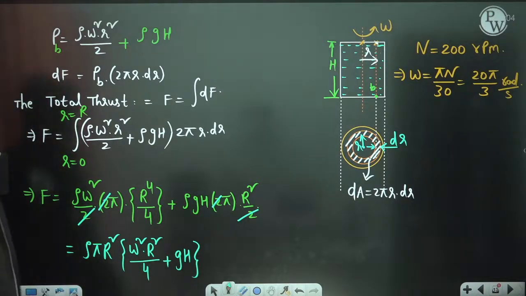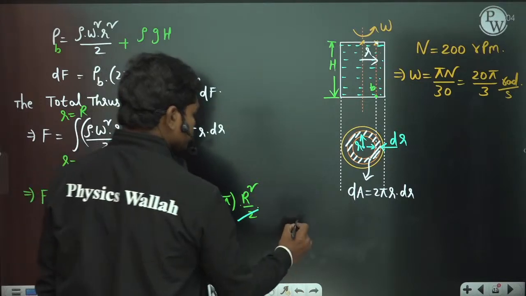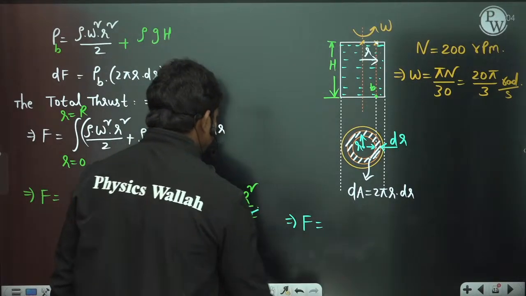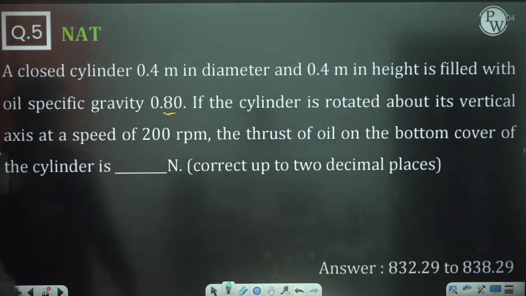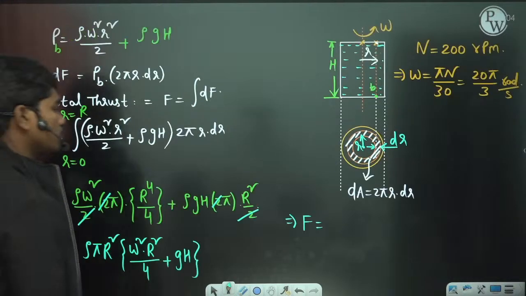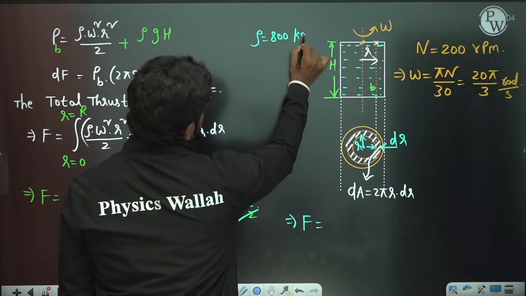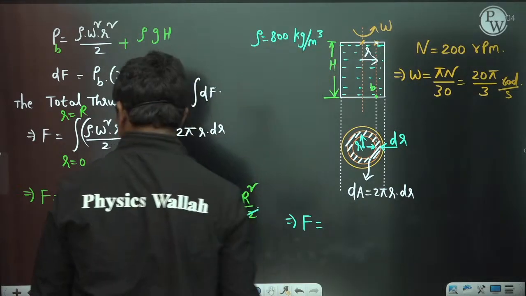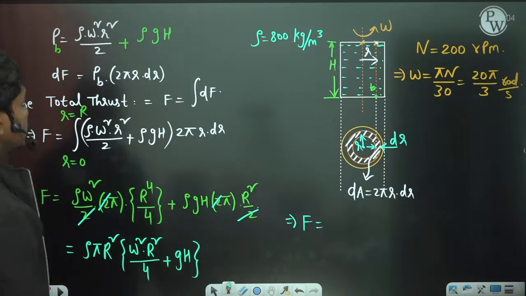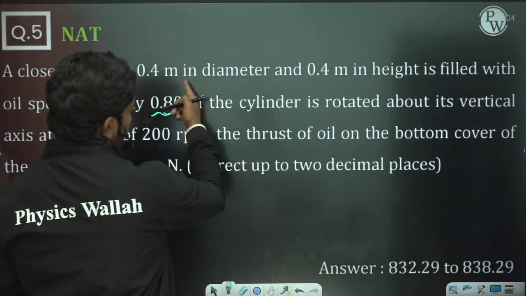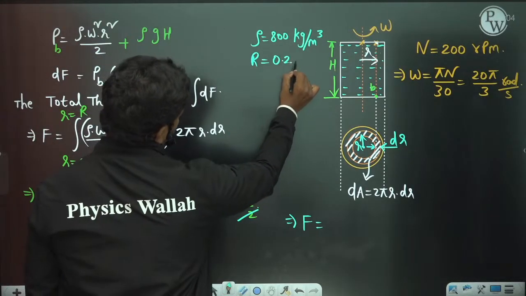Let us do the simplification with the values. F is equal to the density of the fluid. The specific gravity is 0.8, so the density of the fluid is 800 kg per meter cube. Pi is constant. The diameter is 0.4 meters, which means the capital R value is 0.2 meters.